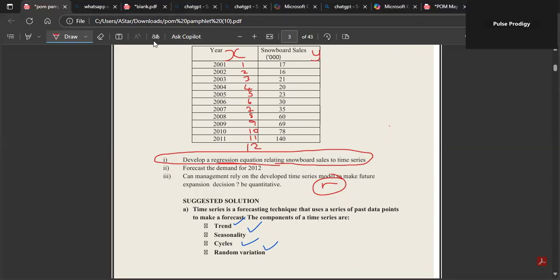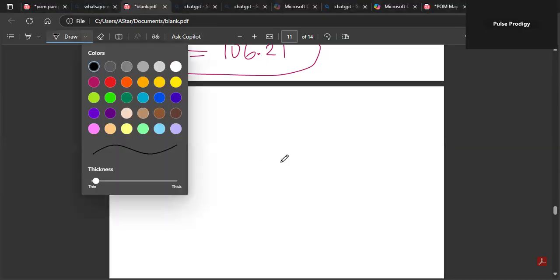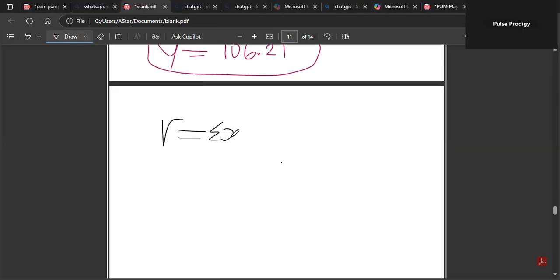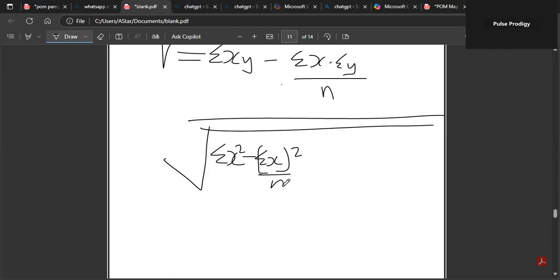So you find R, the coefficient of correlation. R is equal to the summation of xy minus summation of x multiplied by summation of y over n, over the square root of summation of x squared minus (summation of x) squared over n, times summation of y squared minus (summation of y) squared over n. So this is what goes on.